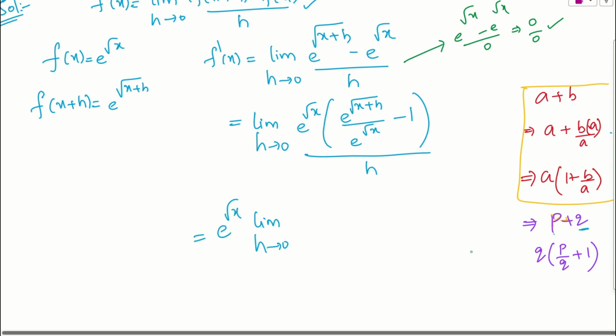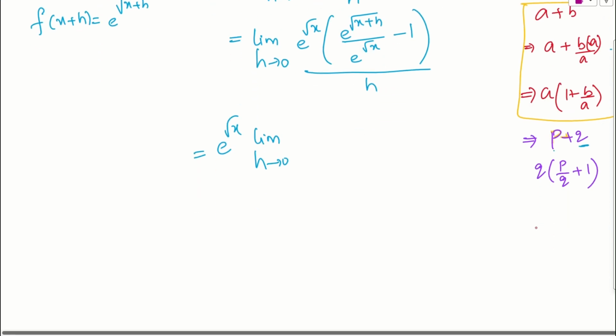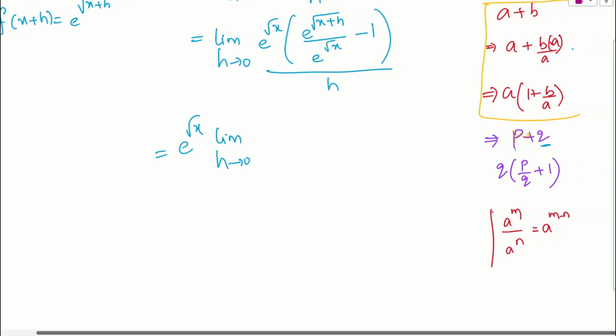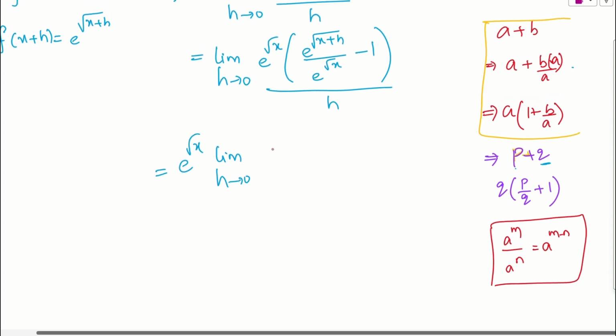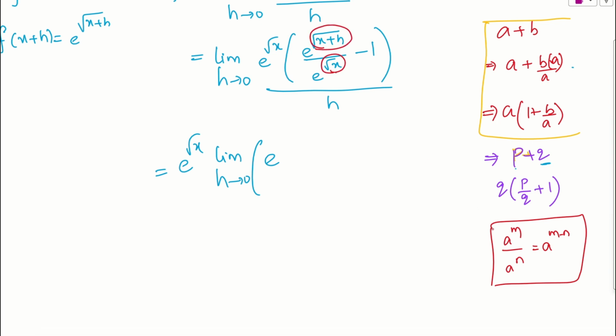I'll be writing one more formula I need to add with you. a power m by a power n. What is the formula? a power m minus n. Are you getting my point here? So simply I will be applying the same formula in this case. This is nothing but e power, let us assume this is m and this is n. e power m by e power n. In place of a we are having e, so e power m minus n. n is what? Root x. This will be minus 1 by h. I think up to here no doubts.